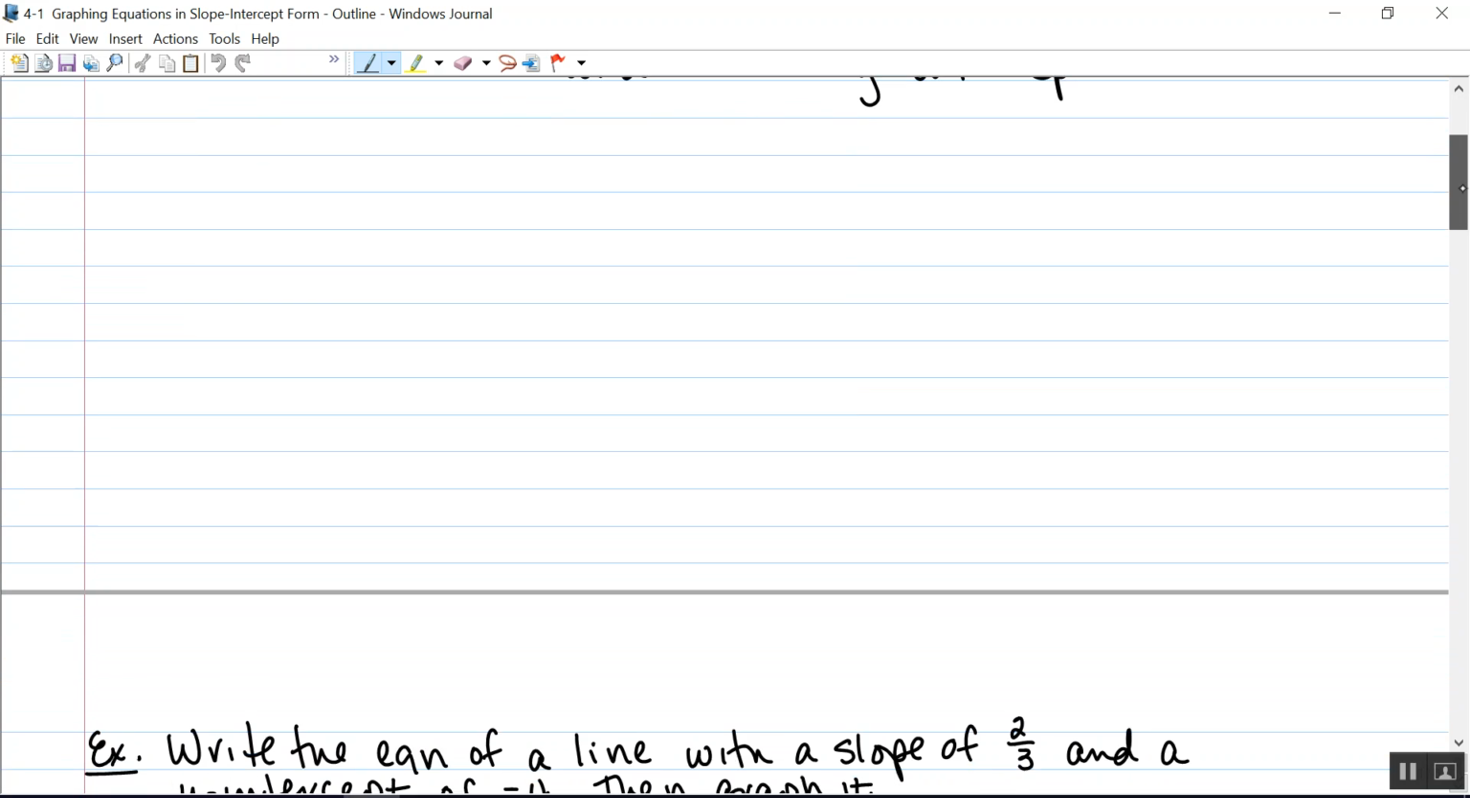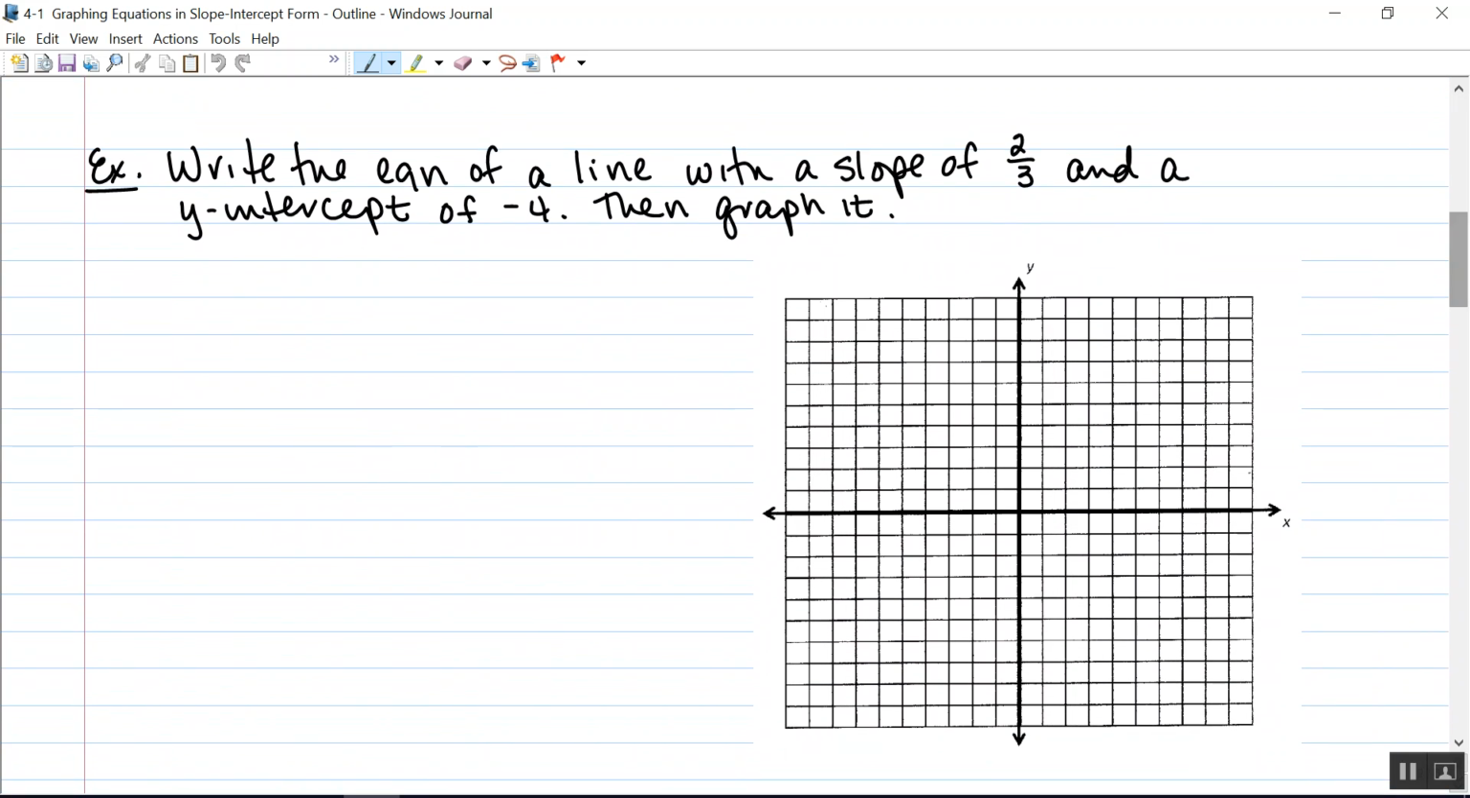Let's take a look at a couple examples here. The first one says write the equation of a line with a slope of 2/3 and a y-intercept of -4 and then graph it. So we know we need to write it in y equals mx plus b form.